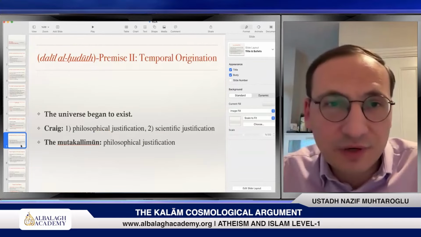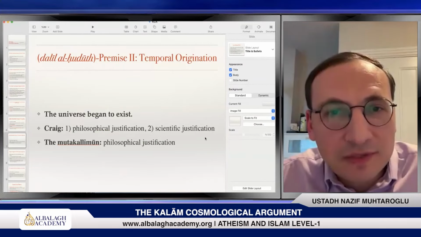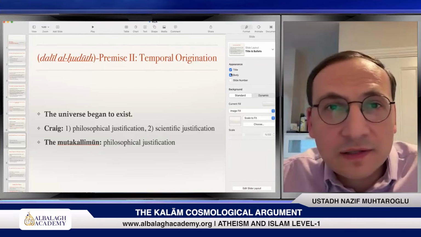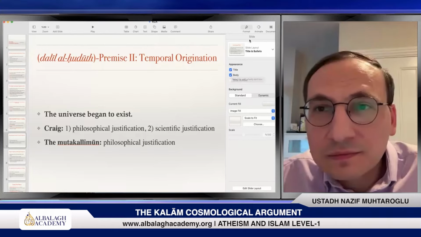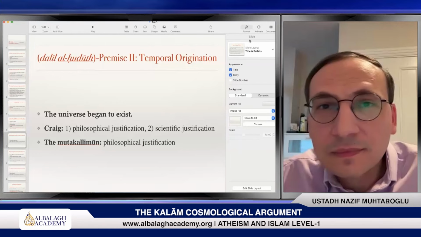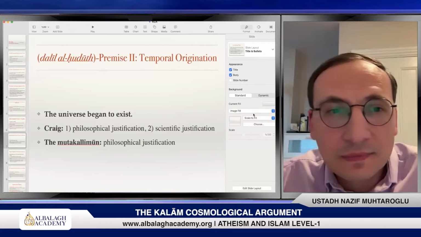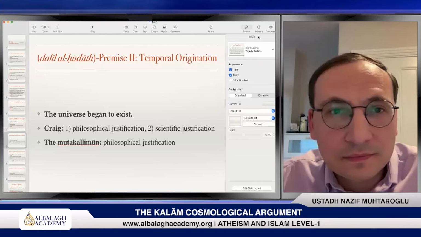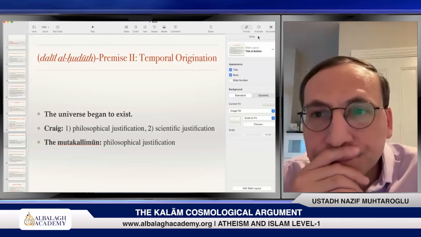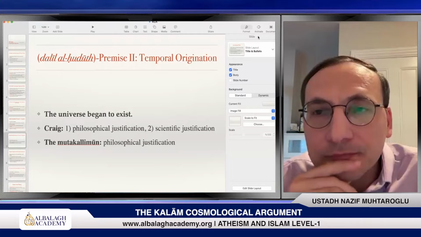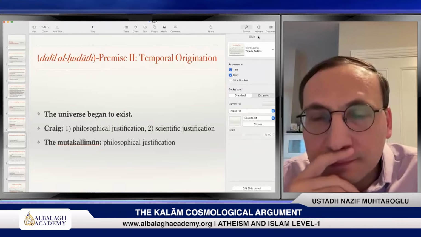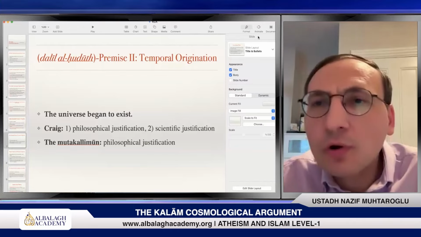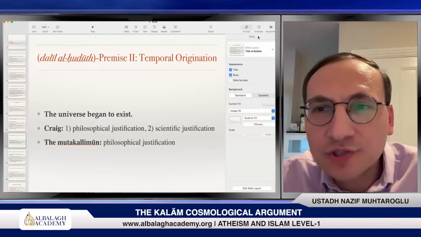Now we move to the second premise. The second premise is about temporal origination. I think there is a question. Muhammad Mizanur? Yes, thank you, Ustadh. I was just wondering, how does the contingency argument align with or is compatible with the correlation and causation thing? Because being contingent obviously has either a correlational or a causational relationship. Which one is it actually? Thank you very much. Good question.